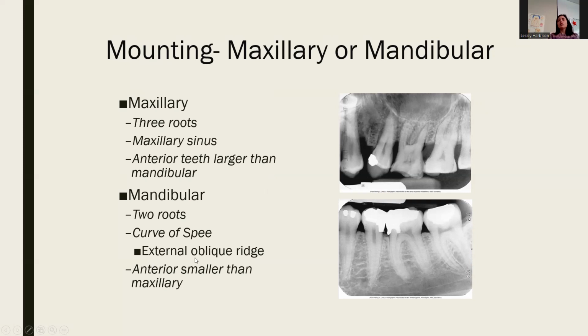You also can oftentimes see the external oblique ridge, which is this area right behind the second mandibular molar. So this is a key to a mandibular image only. You see this gentle curve up. That's the external oblique ridge, and that's something you will be tested on in your landmark exam anyway, so good to know that. And then mandibular anterior teeth are obviously smaller than the maxillary anterior teeth.